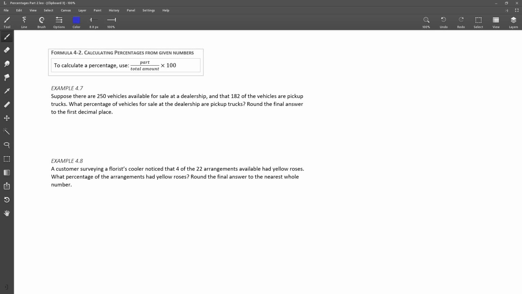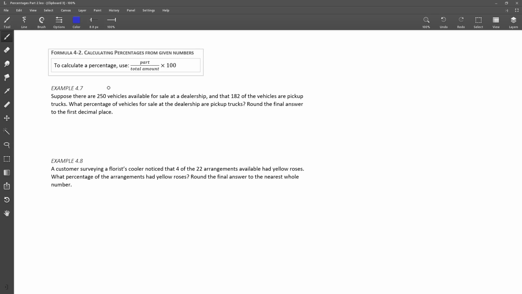So taking a look at example 4.7, it says, suppose there are 250 vehicles available for sale at a dealership, and that 182 of the vehicles are pickup trucks. What percentage of vehicles for sale at the dealership are pickup trucks? Round the final answer to the first decimal place.